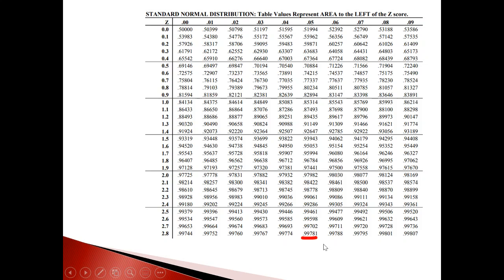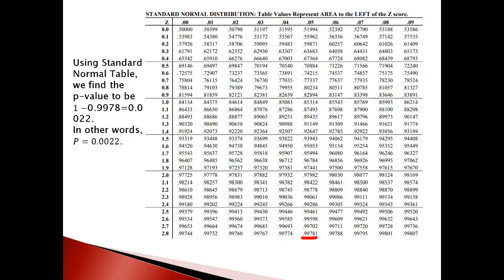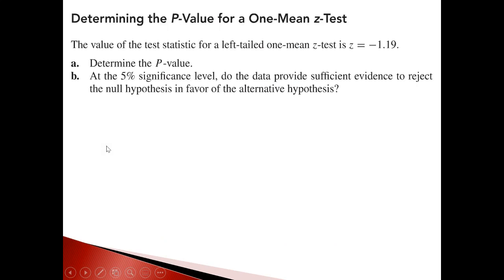Remember, the standard normal table always gives you the area to the left. So this is the area to the left. But for this problem, we need to find the area to the right. How do you find that? We know that the total area is 1. So since this is the area to the left, if you subtract that from the total area, which is 1, you will get the required p-value, 0.0022. So this is how you calculate the p-value.